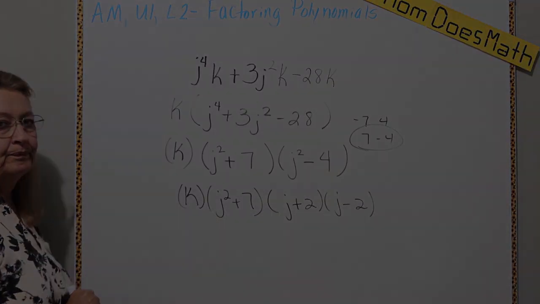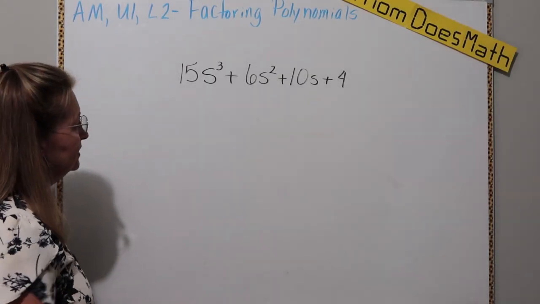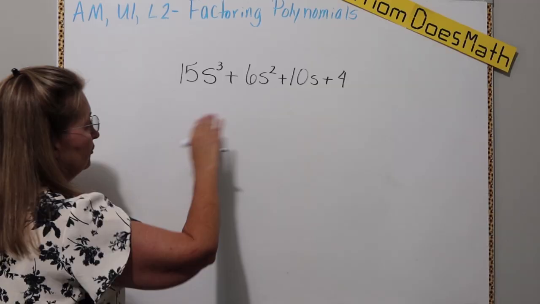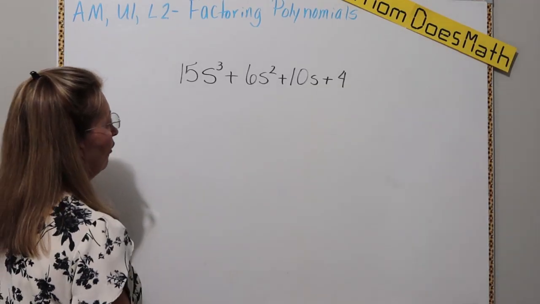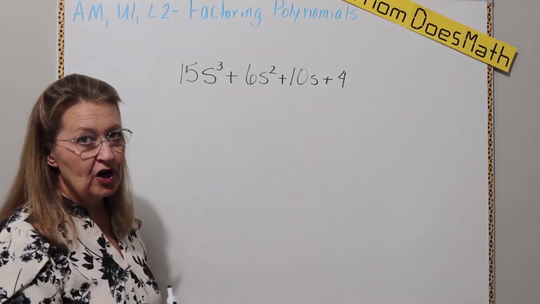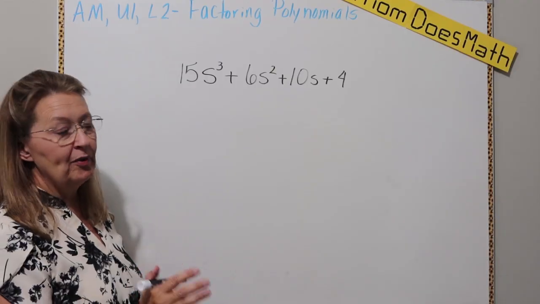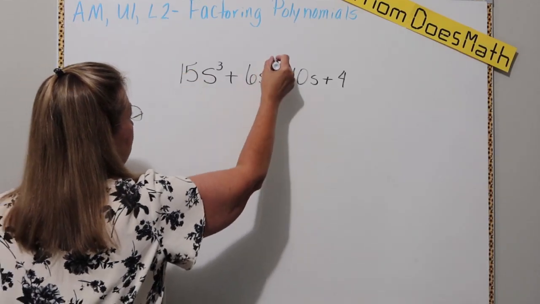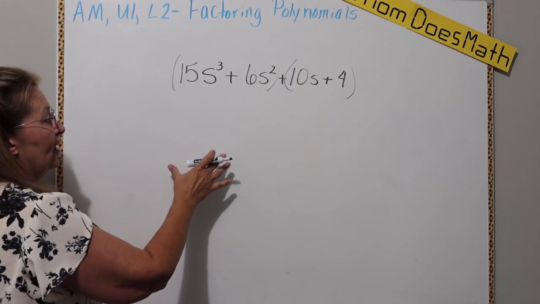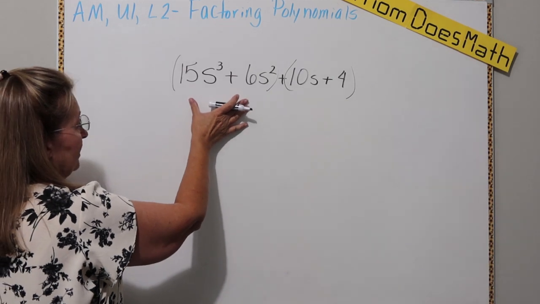Okay, let's move on. Problem number 28. I see that I have 4 terms and I do not have a greatest common factor all the way through. So let's go ahead and start. How do you factor a 4-term polynomial? You can only factor by grouping. So I'm going to group here and here. And then I'm going to factor the greatest common factor out of each set.